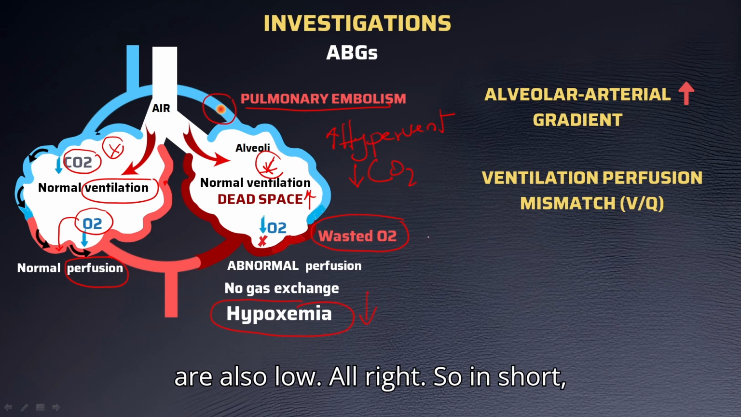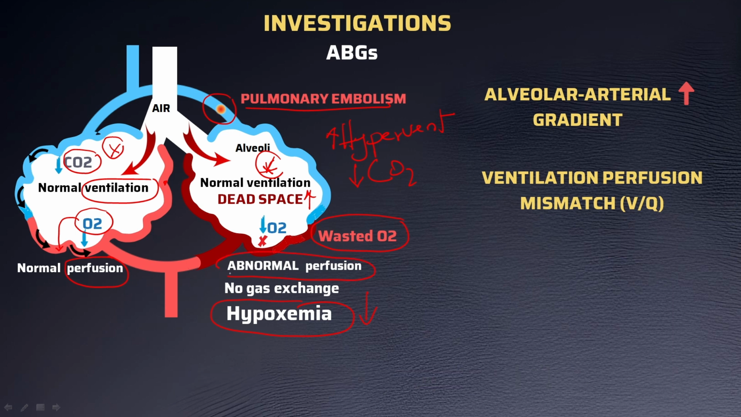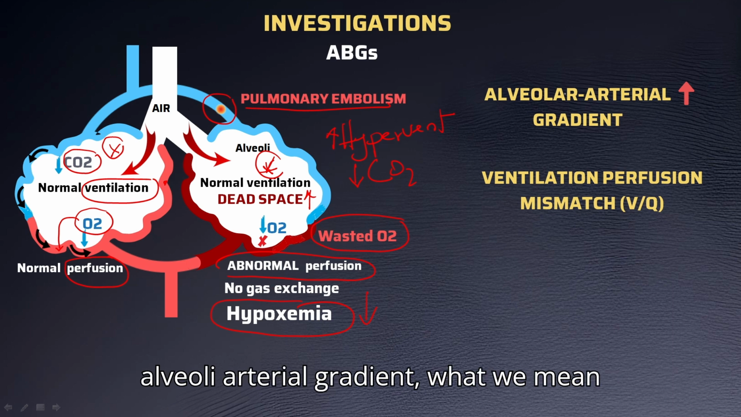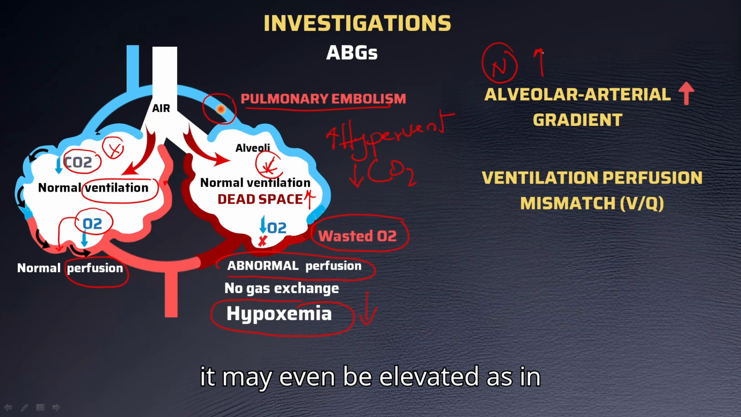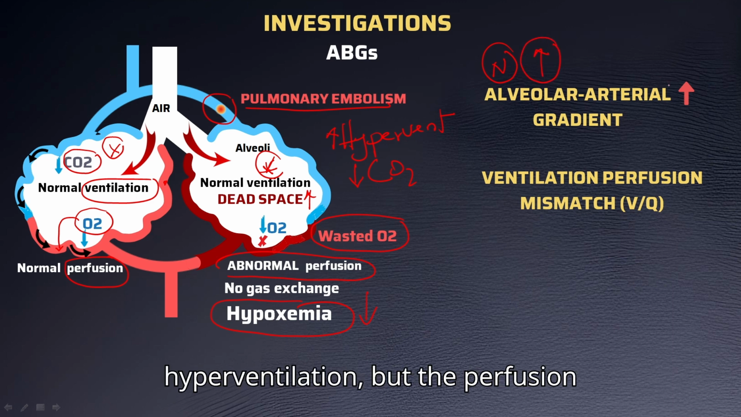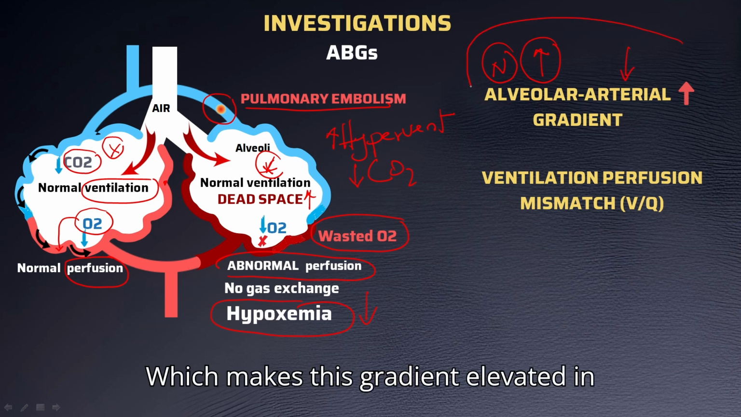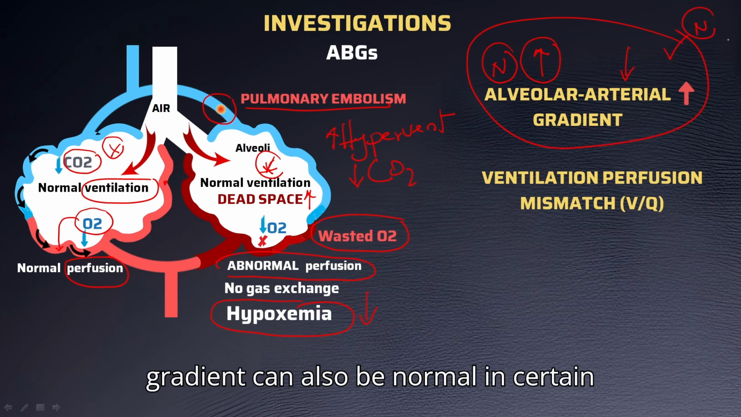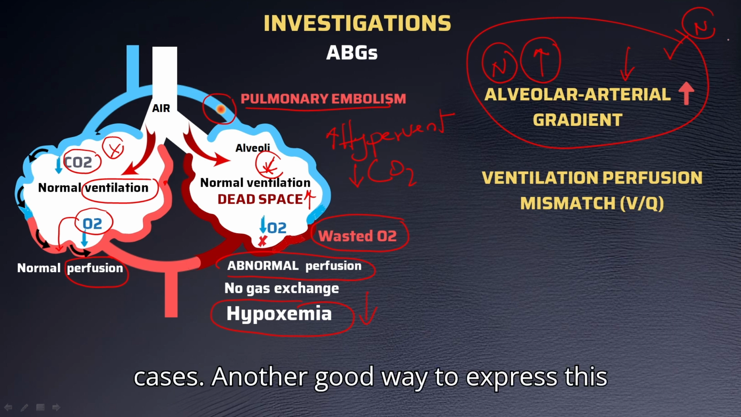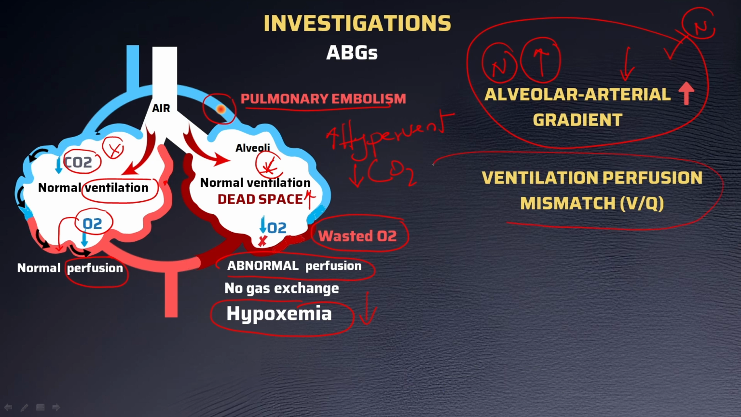All right, so in short, due to that dead space, the wasted oxygen, there is abnormal perfusion. There is no gas exchange. So when we say alveoli arterial gradient, what we mean is that in the alveoli, the oxygen there can be normal, or it may even be elevated, as in hyperventilation, but the perfusion of oxygen is abnormal or is decreased, which makes this gradient elevated in pulmonary embolism. However, this gradient can also be normal in certain cases. Another good way to express this is to say that there is a ventilation perfusion mismatch in pulmonary embolism.